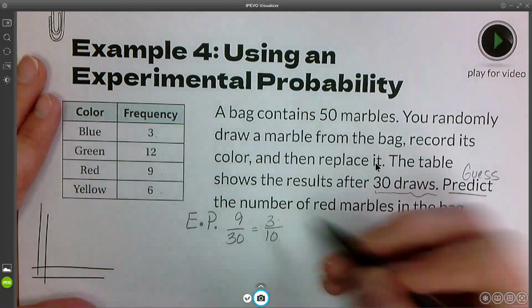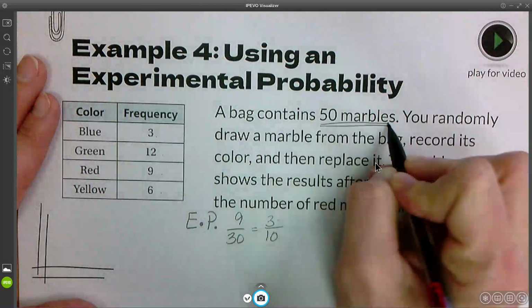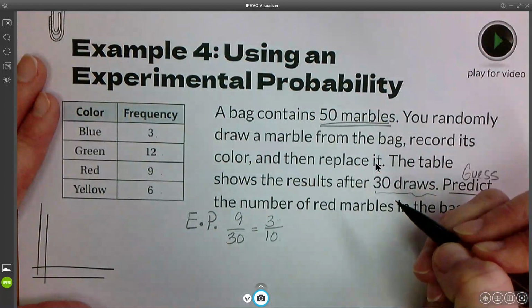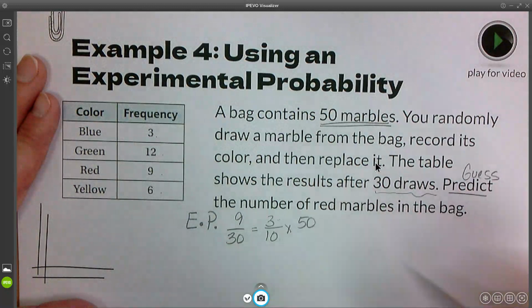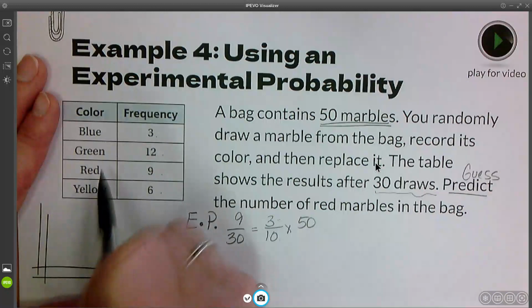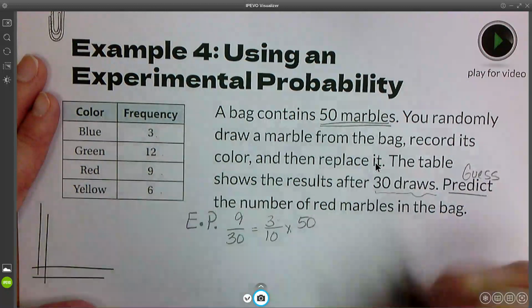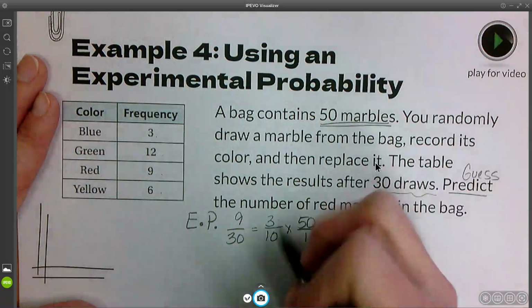So based off of that, if we take our experimental probability and multiply it by the total number of marbles that are in the bag, it gives us a pretty good estimate as to how many red marbles are in the bag. And we can actually do this for any of the 4 colors, but they're only asking us for red right now. So I'm multiplying by 50, and I can imagine it as a fraction over 1.